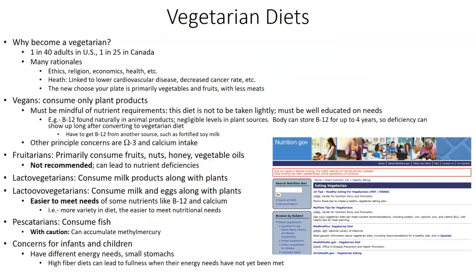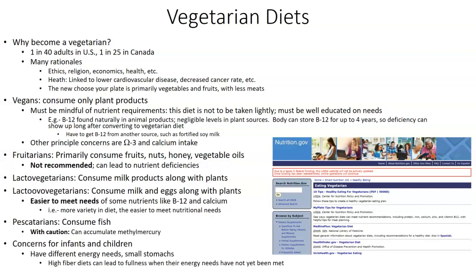Now, besides these two diets, we can talk about the vegetarian diets that are out there. Okay, so why do people become vegetarian? 1 in 40 adults in the U.S. is now a vegetarian. 1 in 25 in Canada are vegetarians. People have different rationales for following this. It can be because of an ethical reason. It can be because of a health reason. And the great thing, again, with the MyPlate system is it's amenable to following a vegetarian diet.